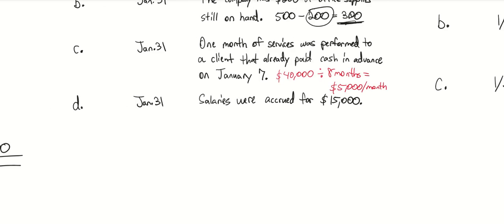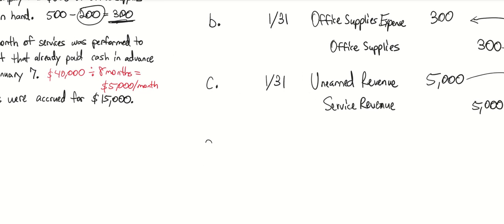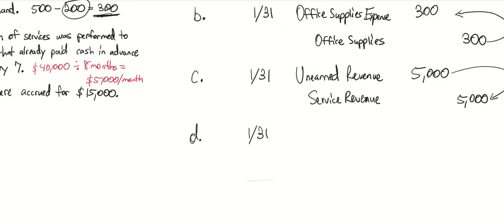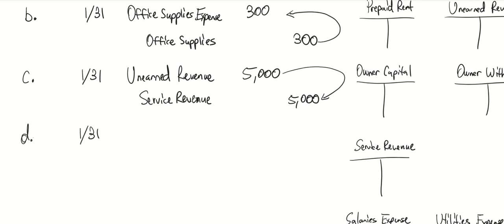So what? Transaction D. Salaries were accrued for $15,000. Awesome. All right. So letter D, January 31st. Okay, so salaries is accrued for $15,000. So whenever you see something that says accrued, that means that either an expense or revenue is accrued, even though the cash has not been paid or received yet, respectively. So accrual means that something happened, but you haven't received or paid cash yet. So you have to report the revenue or expense in the books because it actually occurred, but the cash hasn't been received or paid yet.